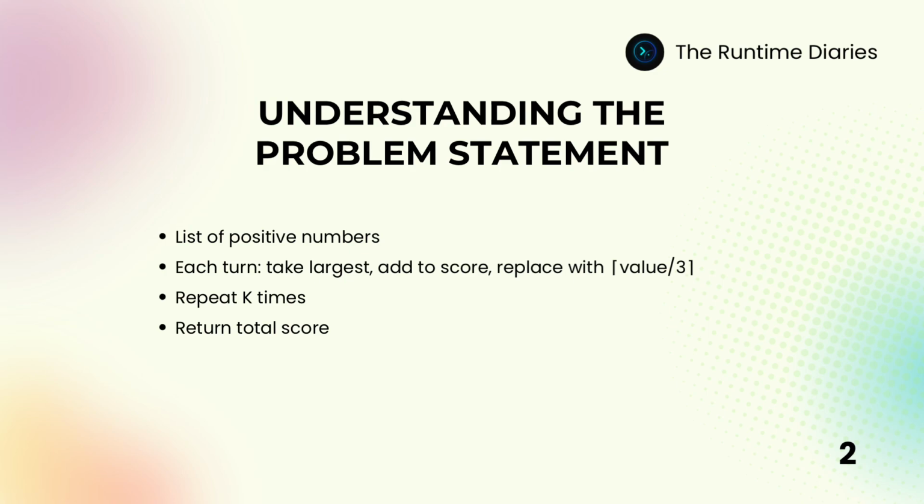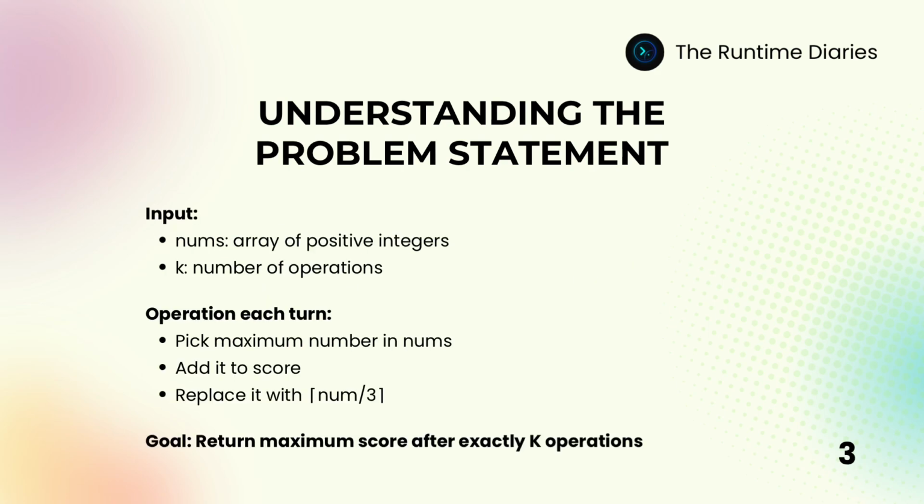Think of it conceptually like this. A big number shrinks down over time, but keeps getting reused. It's like a recycling loop for points. The question is, how do you maximize your score over K operations? Let me state the problem more formally so we're precise about the inputs and operations. The input is an array called nums, which contains positive integers. You're also given an integer k, which is the number of operations you must perform.